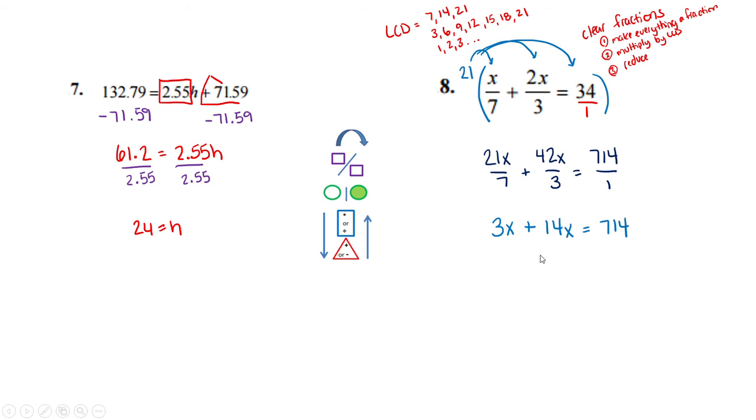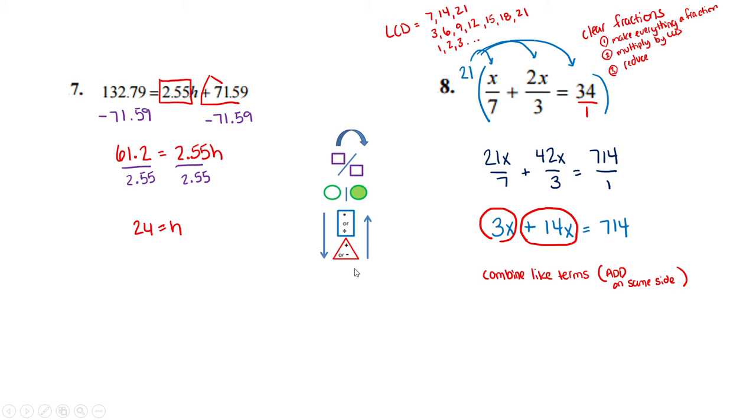Now, I did say that we wouldn't have like terms today, but this is seeing if you remember from day 1 when we were combining like terms. If you remember, these are like terms on the same side of the equation, so we're just going to add them together. So 3x plus 14x, we need to do that before we do our rectangle and triangle.